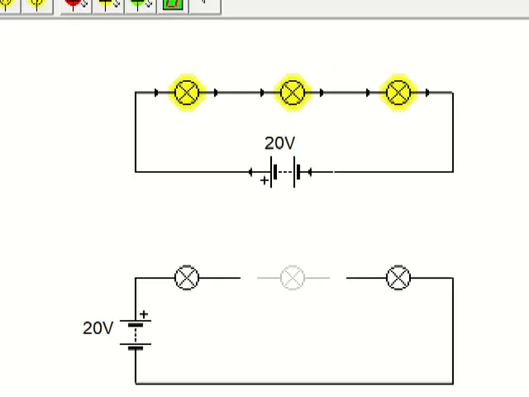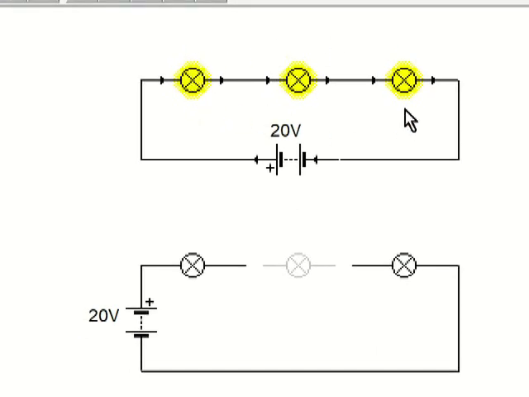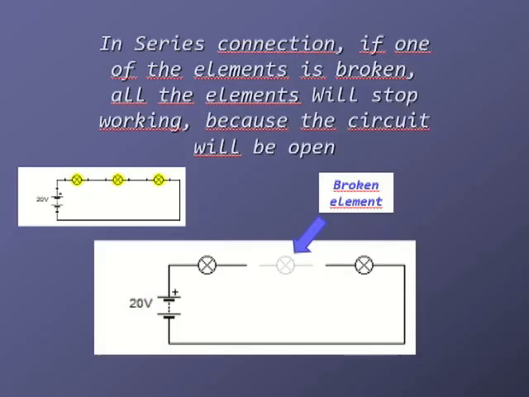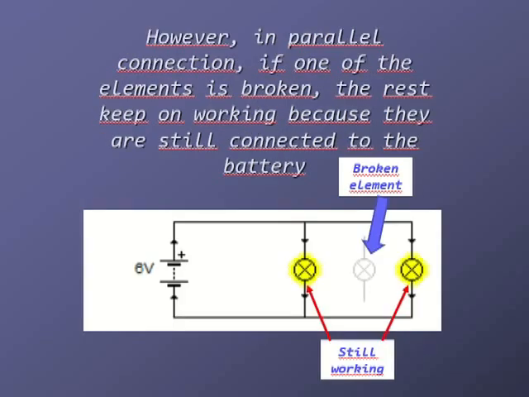So here you have three lamps working perfectly well, and if one of them is blown up, or if you take one out, the other two stop working. This is something that doesn't happen with a parallel connection. If you have a circuit like this and you have a problem with one of the elements, for example this lamp, the other two will keep on working.